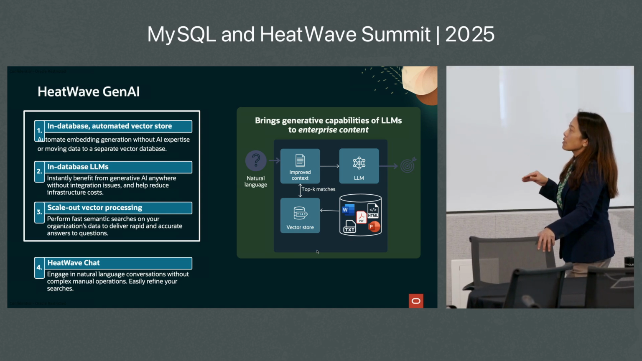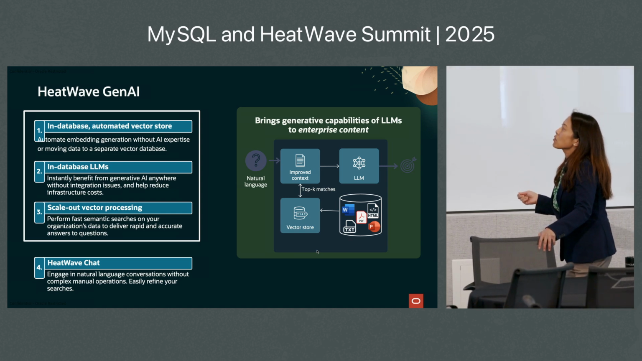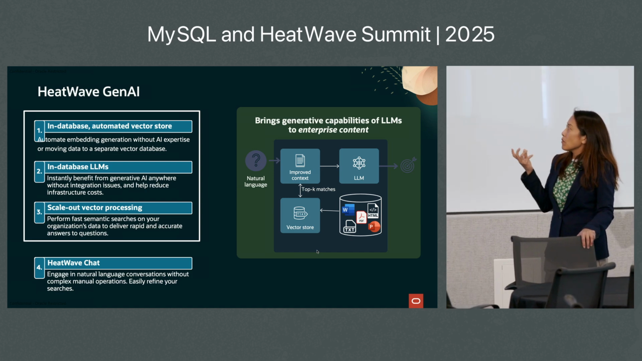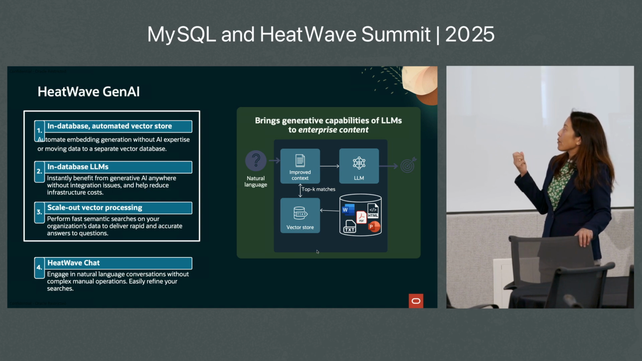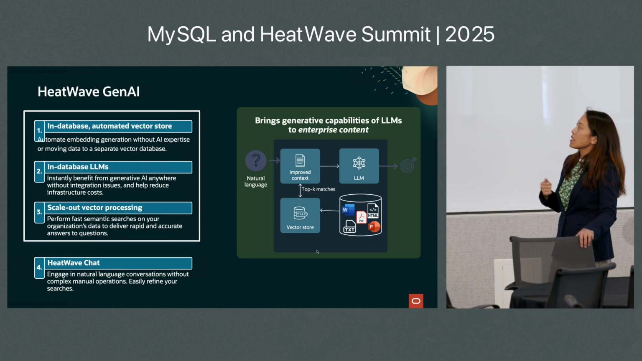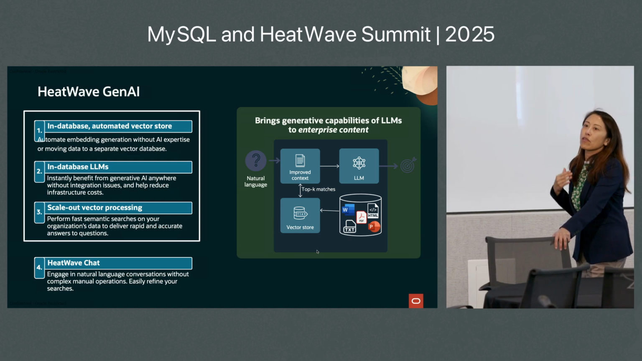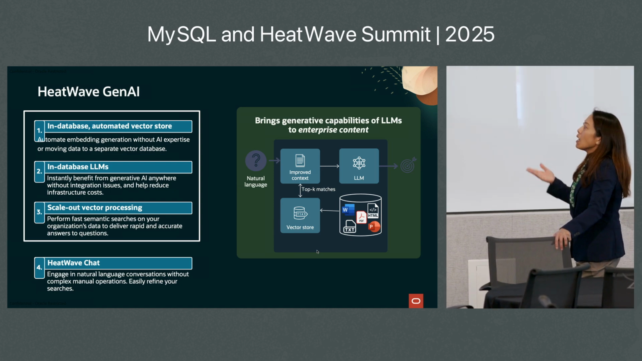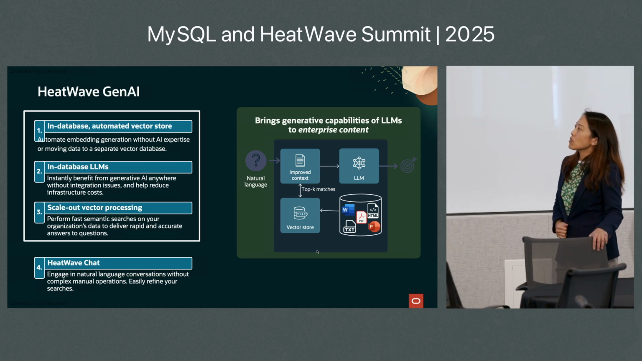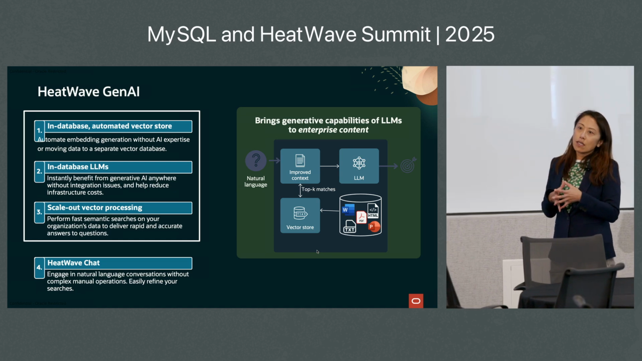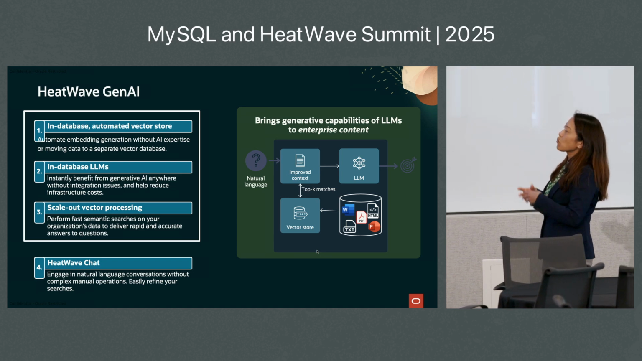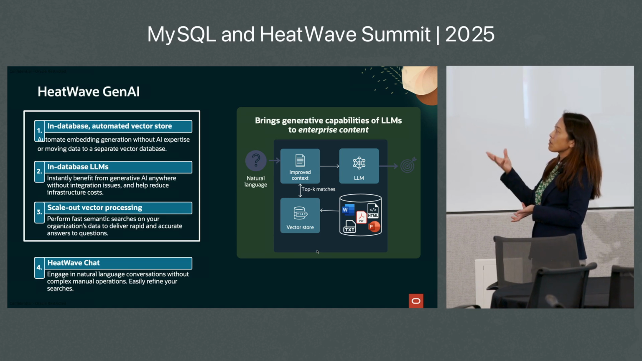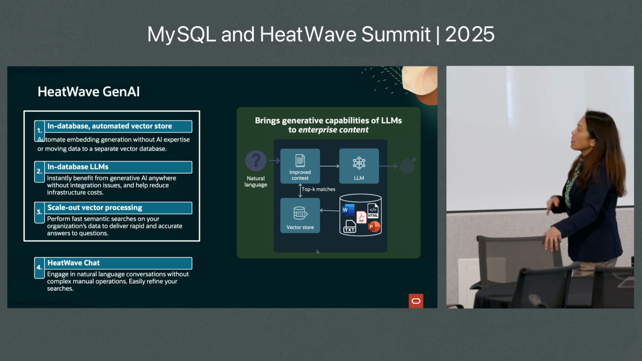And the last one is scale-out vector processing. The vector store helps us bring your enterprise content into our service, and then use this content as context for LLMs so that they can provide better or more accurate results. Vector processing allows us to narrow down the context or the content that you have in the vector store. So you ask a question, we find the relevant information in the vector store, based on vector processing, and then pass it to the LLM. All of this makes it very easy for you.